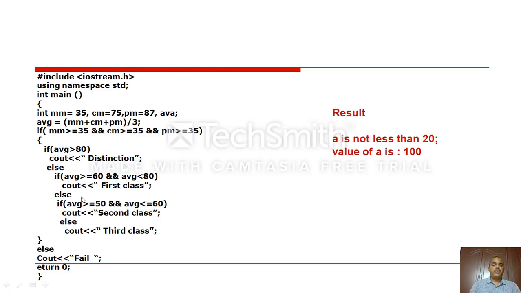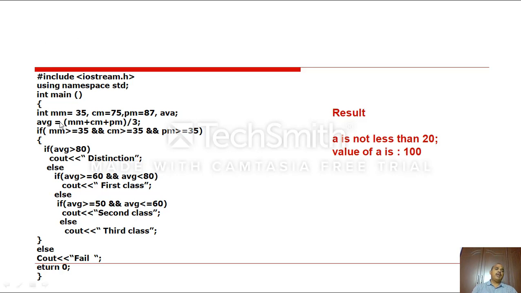Clear? So in this example, the integer maths marks equal to 35, chemistry marks equal to 75, and physics marks equal to 87. Here I want to find the average marks, type ABC. Average marks equal to maths marks plus chemistry marks plus physics marks divided by 3. Find the average value, and the average value is assigned into ABC.